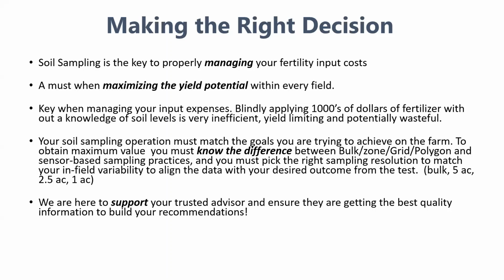It's a must when we are trying to maximize yield potential within the field. We need to match our fertilizer expense to the yield potential of the zone that we're applying to. We have to stop over applying low yield zones, and we need to start applying more in those high yield areas where we're potentially at a critical soil test level and we're leaving bushels on the table. We need to stop blindly applying fertilizer to a field and potentially wasting thousands of dollars of fertilizer without having any knowledge of what's going on underneath that application, right?